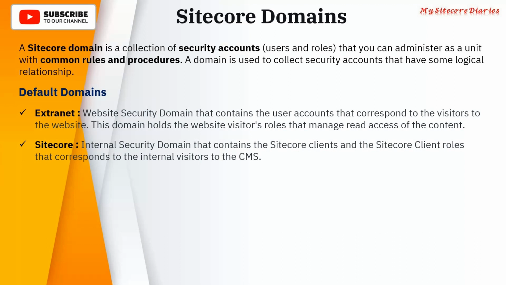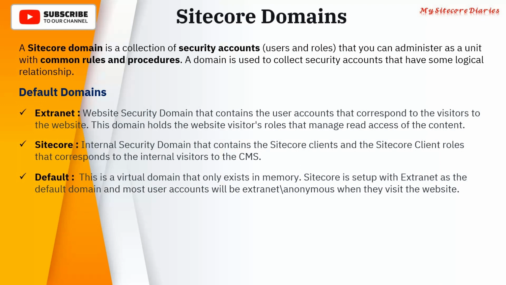Now the extranet domain is the default domain which we have in Sitecore for the visitors, but ideally we should create a separate domain as per your website. So if you have one instance and three different websites on that instance, then you should create three application domains. Like extranet we are having, if you have three different websites, you should create three application domains.